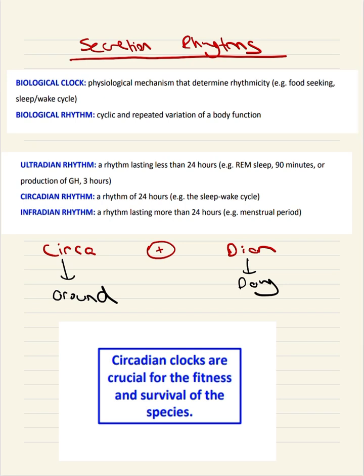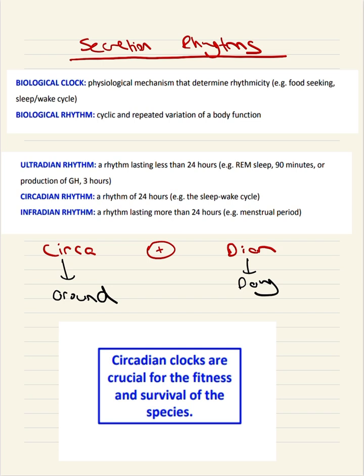Ultradian is basically faster than 24 hours, whereas infradian is longer than a day. It might sound kind of paradoxical, but if you think about it like this, it's very easy to memorize: infradian is much slower, so infra in the sense of being slow, so it takes longer. And why do we have circadian clocks?